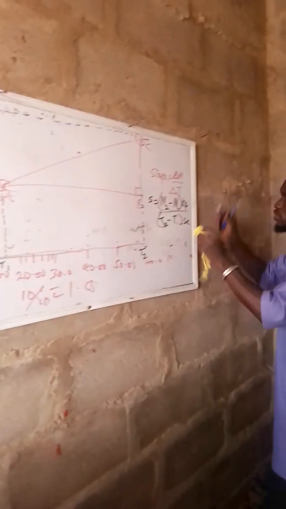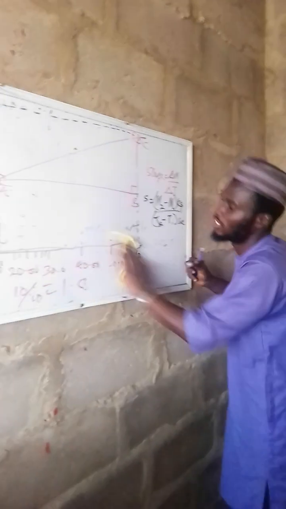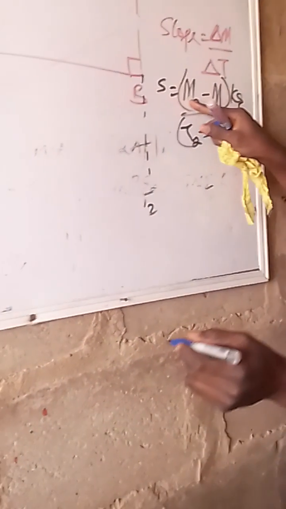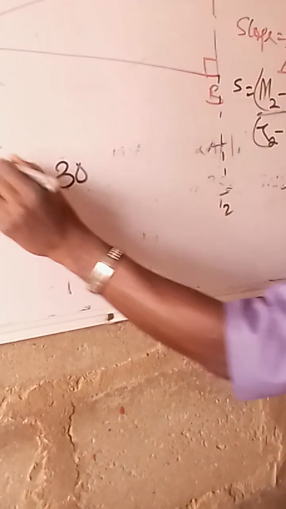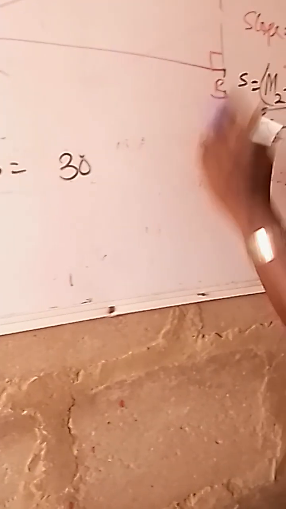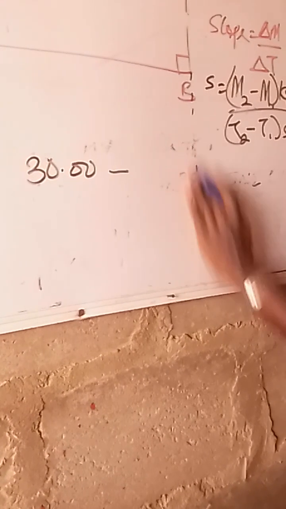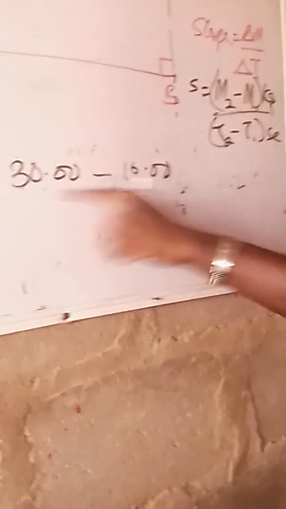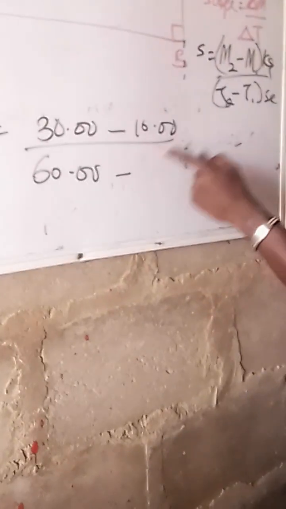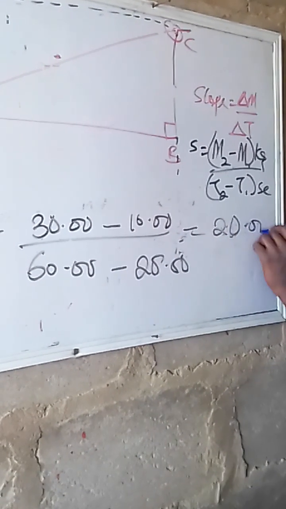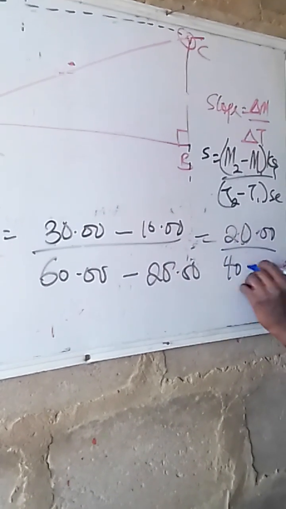Now let's substitute in our parameter here. What is our M2? Mariam, our M2 will be what? 30 now. S equals to 30 minus, but note that everything must be in 2 decimal places. Minus what is our M1? 10.00. All must be in 2 decimal places. All upon, what is our this? 60.00. Minus, what is our this? 20.00. Now, what follows? 30 minus 10 will give you 20.00. Now, this minus this will give you 40.00.